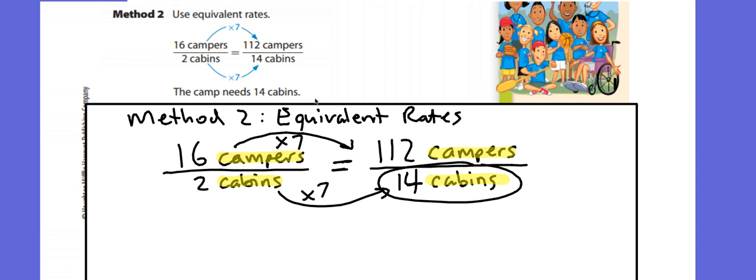Method 2 is a little faster, but you have to be able to notice the math that's happening there, which is times 7. Method 1, finding the unit rate, that's an excellent method, just might take a little bit longer.